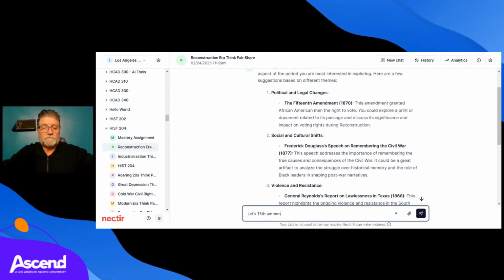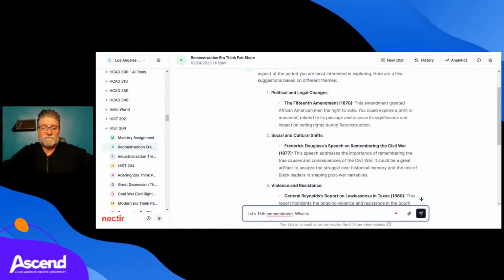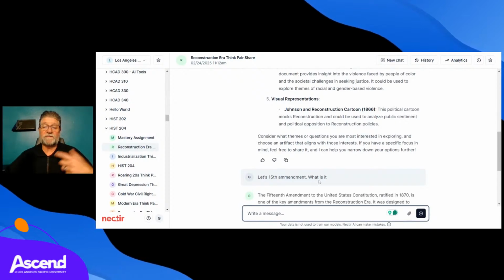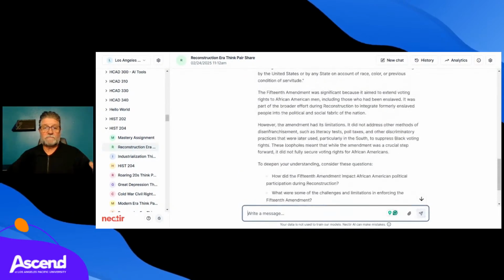So let's chat about the 15th Amendment. What is it? Boom. So this counts as one. This is our first one, the 15th Amendment. And it gives us a lot.